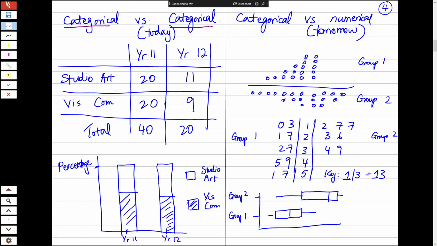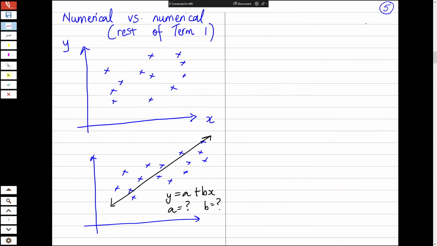So, the first case that we're going to look at today is where both the EV and the RV are categorical. Okay, so they're not numerical variables. Tomorrow, we're going to look at categorical versus numerical. And then for the next term, literally all of term one, after tomorrow, will be the case of two numerical variables. We're going to spend a long time on this.